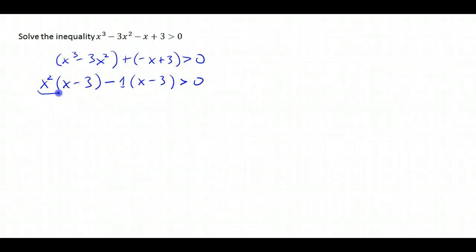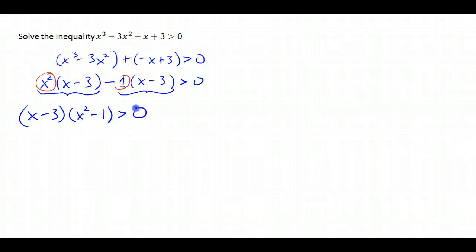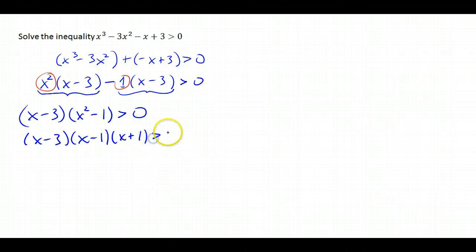Now, do you see that from this term and that term, I can factor an x minus 3 out? And so when I do that, I'm left with x squared minus 1. And that's greater than 0. We're not completely factored yet. One more step. There we go. Okay, so what does this mean?